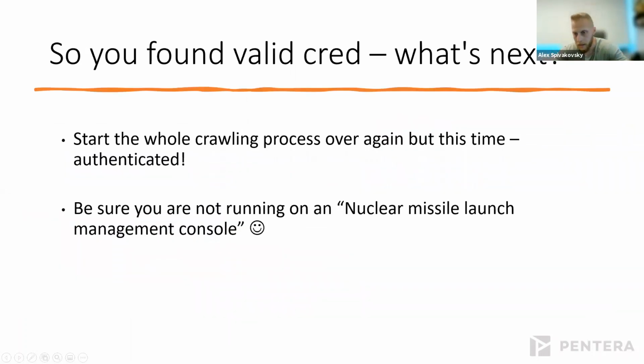So what's next? For example, now that you have the credentials, you can start the process of the crawling, this time only authenticated. Do the login, and now that you have the session cookie, you can send the session cookie. Now you can have authenticated crawling. Just a recommendation: be sure that you're not running on, I don't know, some sort of web app for managing nuclear missile launch, because when you're doing authenticated web browsing, it means that you get some sort of privilege.